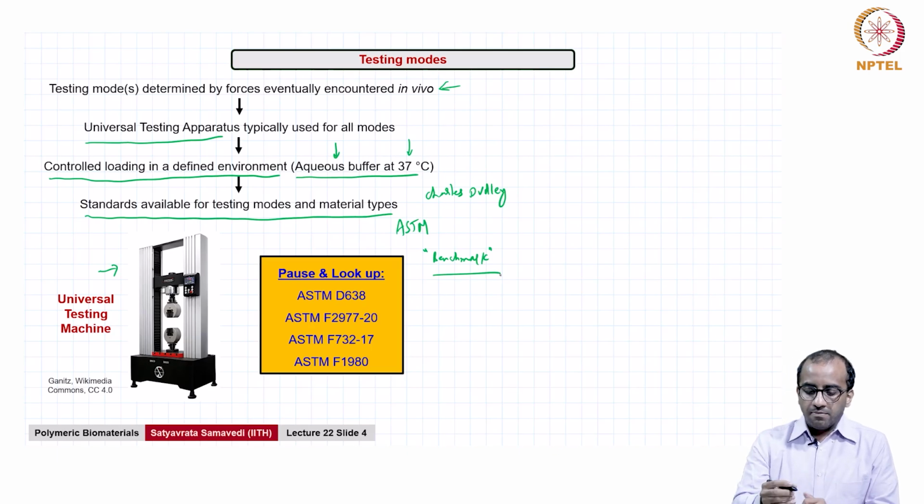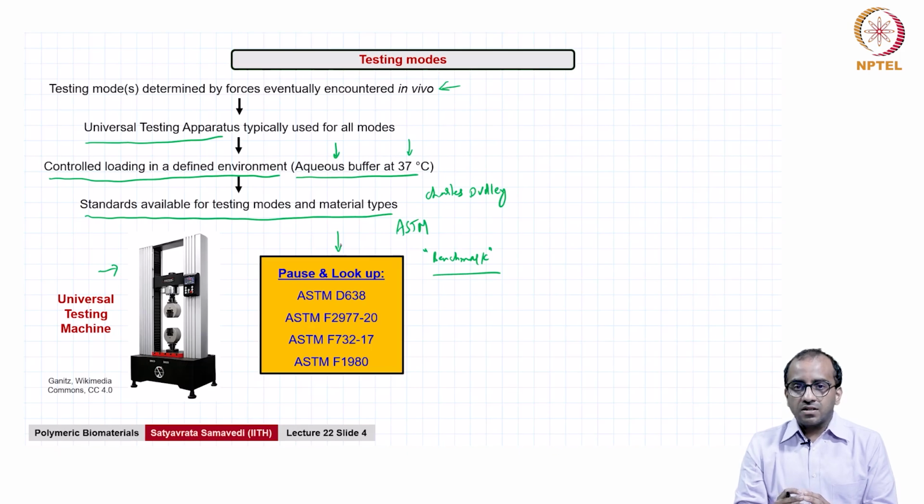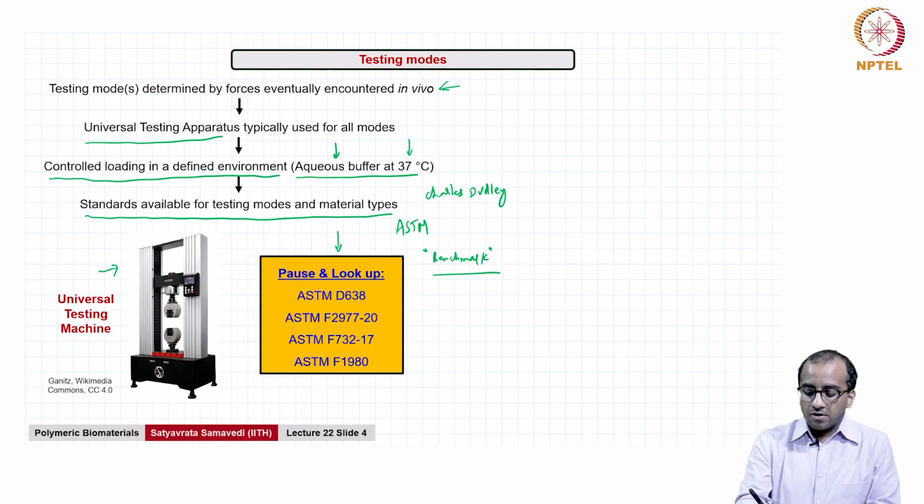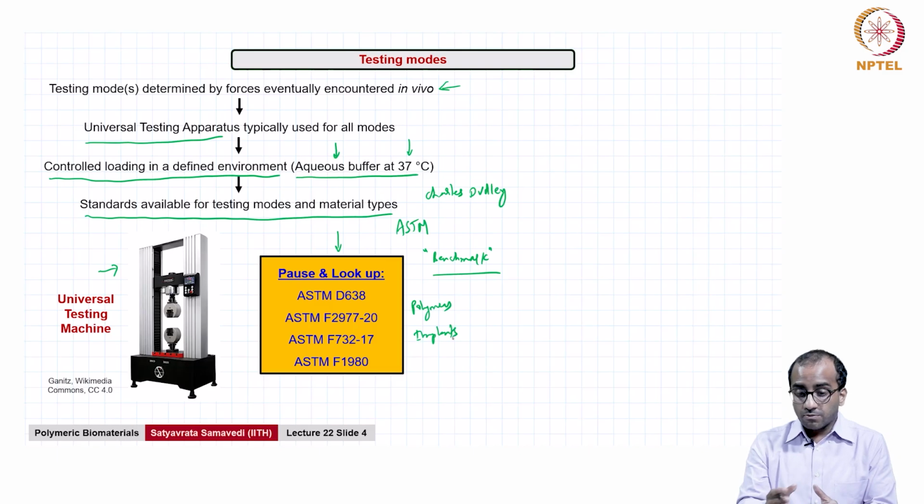And now would be a good time to maybe pause and look up some of these standards. I am just listing these out for you to get a sense of some ASTM standards specifically for polymers and implants. Some of these are specific to polymers and implants, different modes of testing, different types of applications, etc. So, I would encourage you to pause and look up some of these just to get a sense of what these standards look like, what is the context, etc.